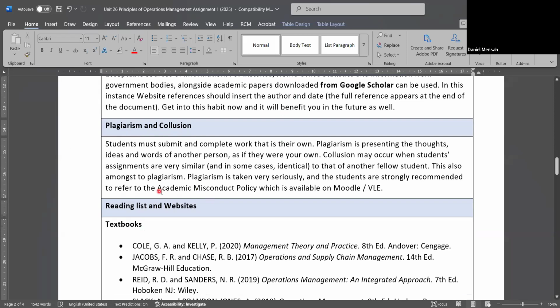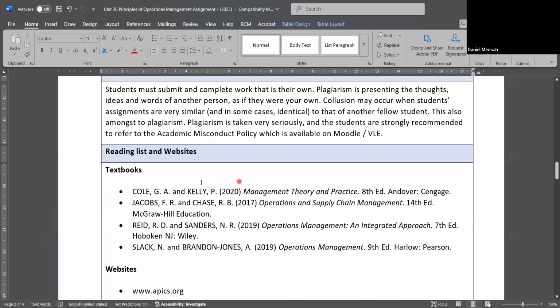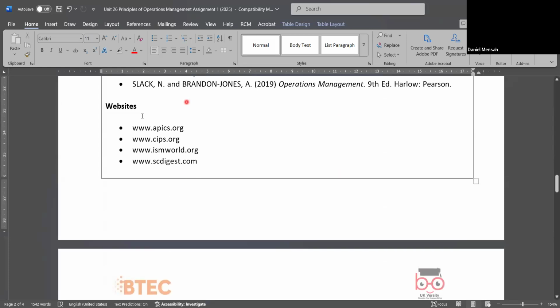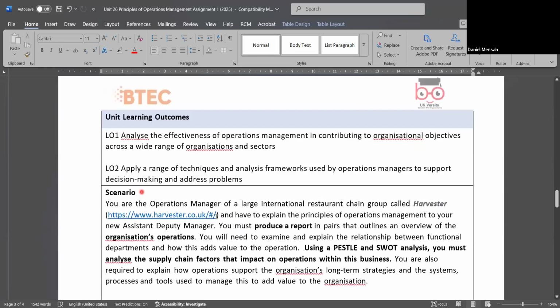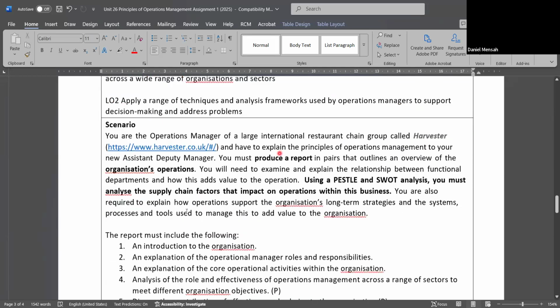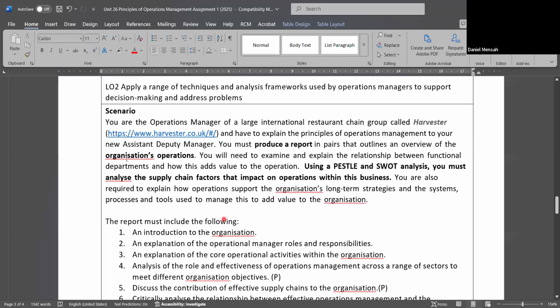policy, and there is the academic misconduct policy available on Moodle. Just read that before doing your assignment. There is a list of textbooks which you can use and read to do this assignment, and there are some consultant websites also. So this assignment is in two parts. This is the first part. We have outcomes for this unit. Part of the assignment is based on student outcomes. So without wasting your time, I will go to the scenario.